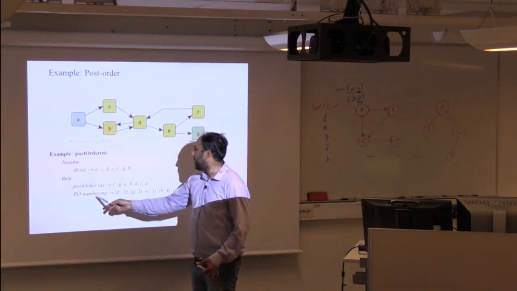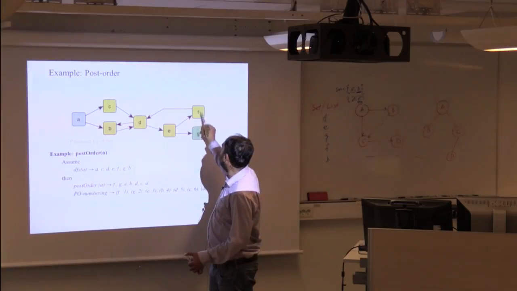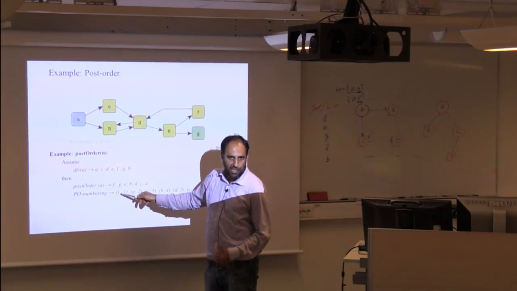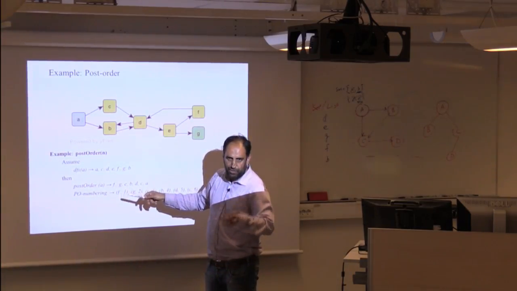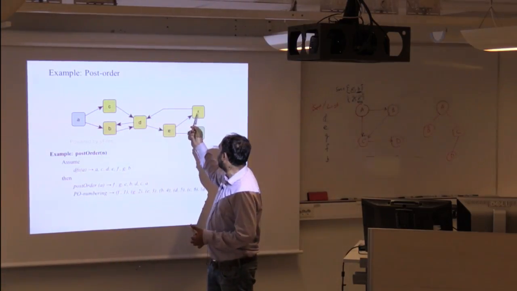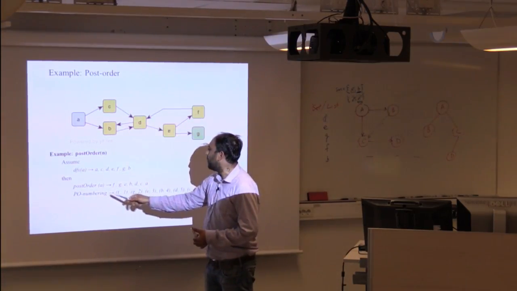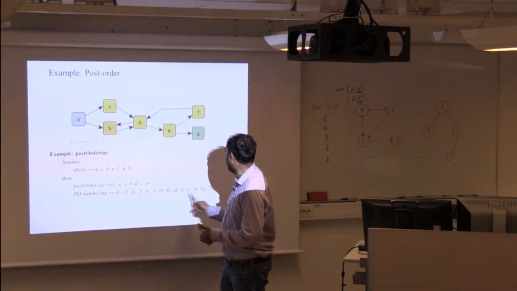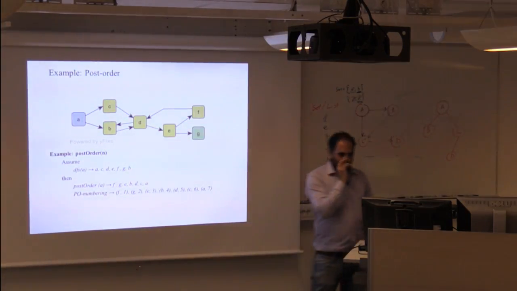And here we have the numbering. The first we visit is F, so we assigned F a counter variable, which started from 1, and then we kept incrementing. In the order we were visiting, we assigned the post order numbers. F got 1 and so on. A got 7.